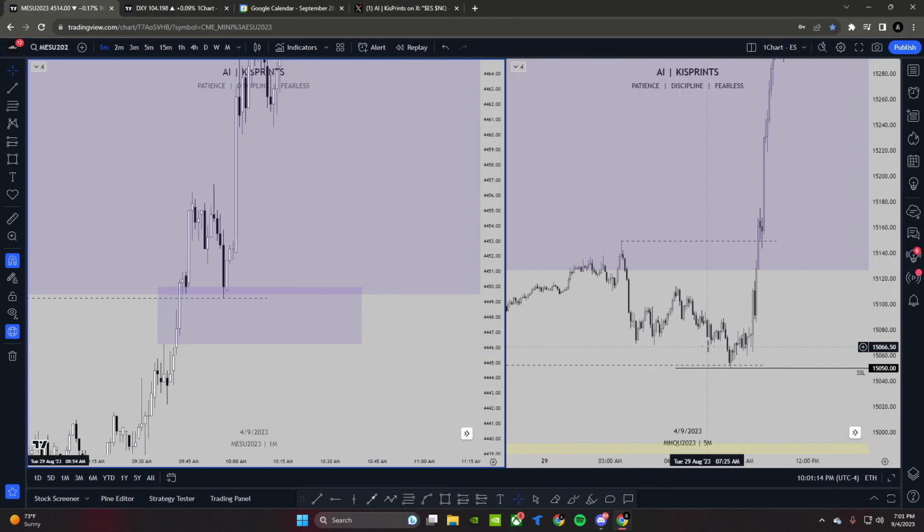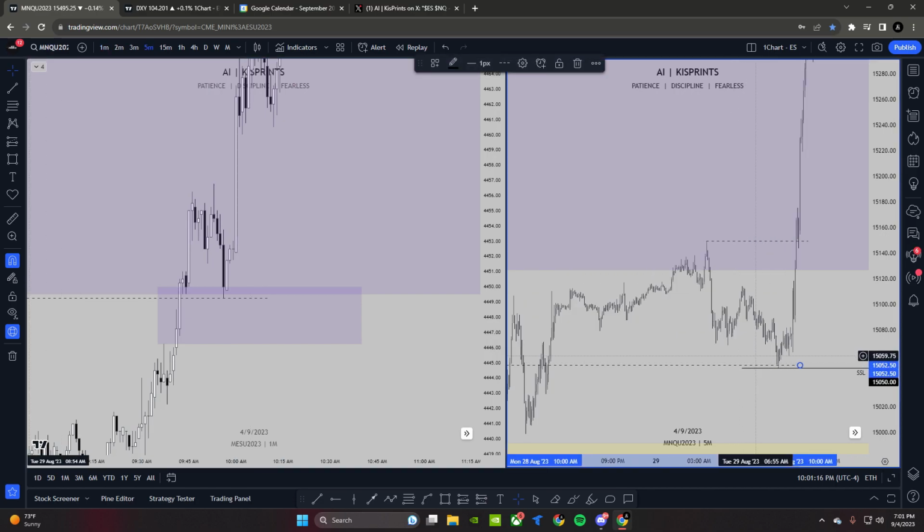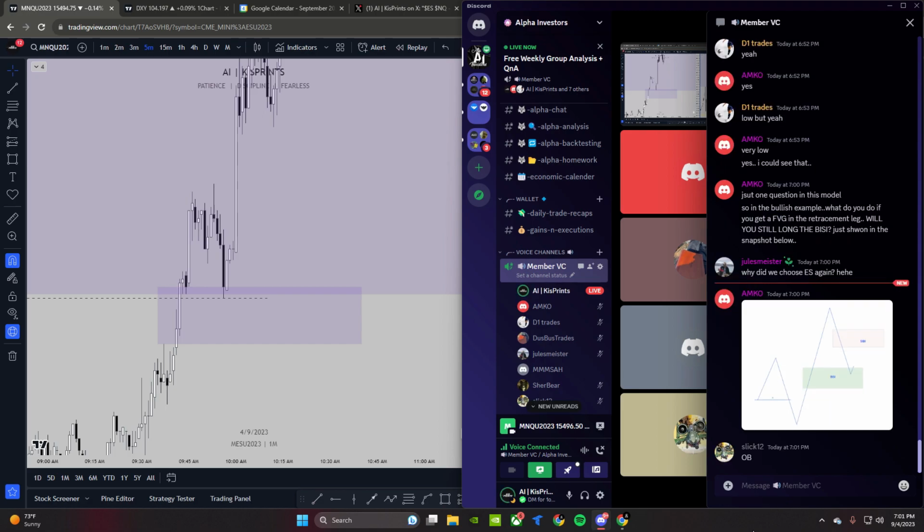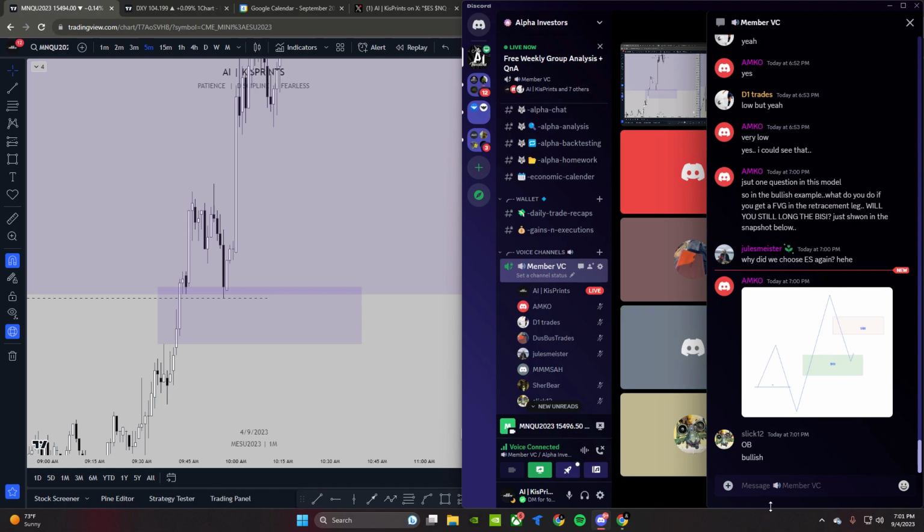on NQ? What did we tap into on NQ? What was that high time frame PD array we tapped into? A 4-hour order block, right? So what bias does that automatically give us? Bullish, right? So yeah. Why did we choose ES again?